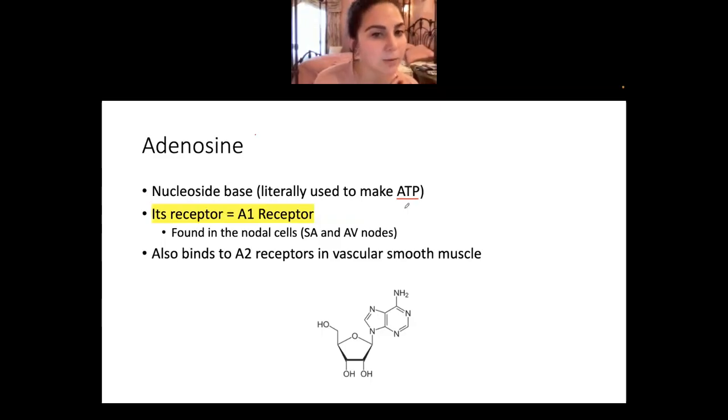Its receptor is an A1 receptor, not an alpha 1 receptor. So I really want to emphasize that. This is an A1. It is a G protein coupled receptor, just like A2s, but they are not alpha receptors, okay? So these are not the ones that are found on your veins and your arteries. This is an entirely own receptor special for adenosine, okay? So the A1 receptor is found in nodal cells, and then the A2 receptors are found on smooth muscle. Which I know can get confusing with alphas, but that's just what happens.